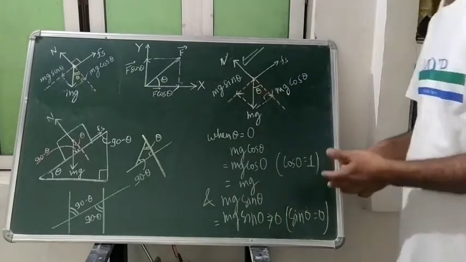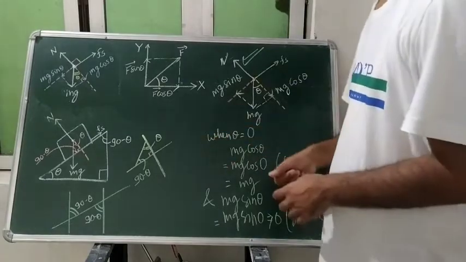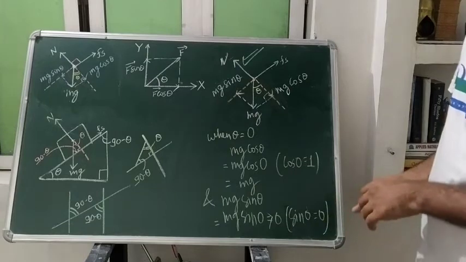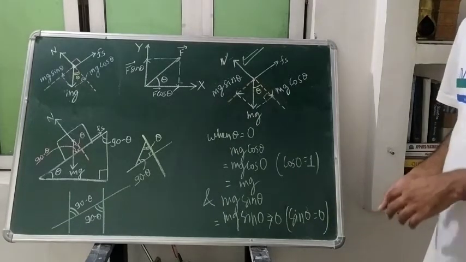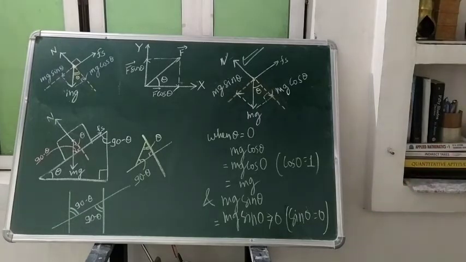So this is a kind of free body diagram of a block on an inclined plane. We will solve problems and look at the various cases. When those things come, we will talk about that. First, right up to here.